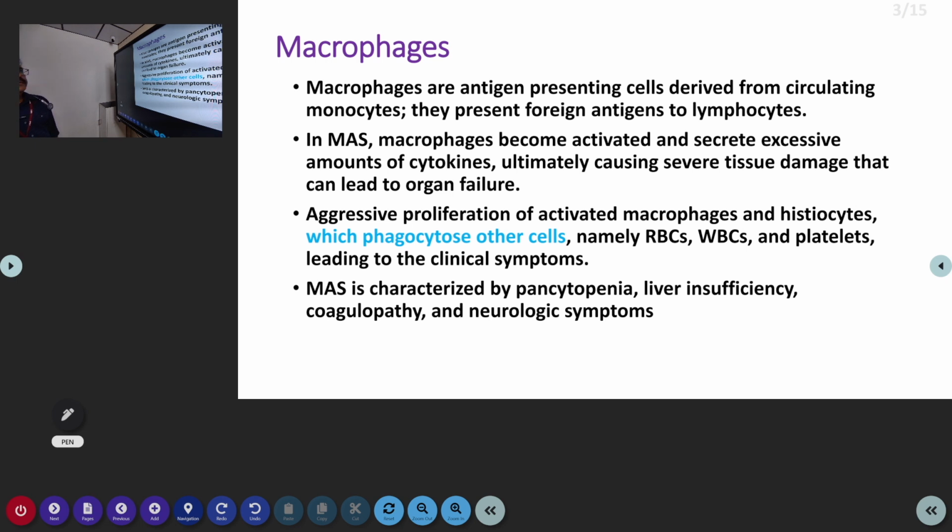These macrophages are derived from circulating monocytes, and whenever there is an infection or foreign antigen, these macrophages are overproduced to kill or destroy these external antigens. But sometimes dysregulated production of these macrophages can produce macrophage activation syndrome.